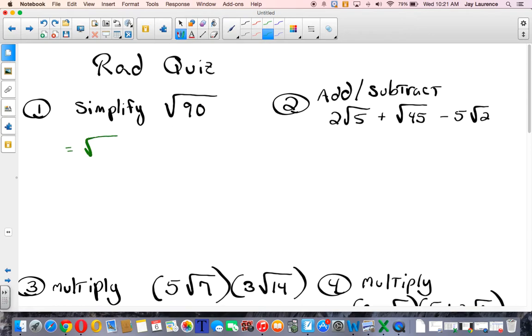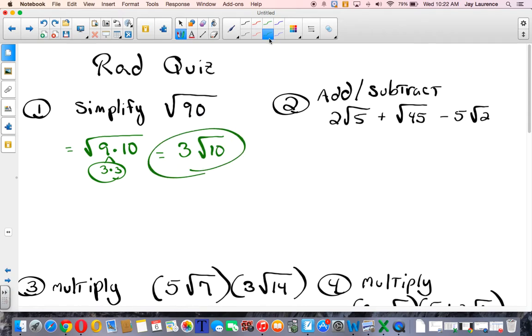So I'm going to think about rad 90 as 9 times 10. 9 is a perfect square. 10 is not. There's no perfect square factors hiding inside of 10, so I'm not going to worry about it, but I'll worry about 9 being 3 times 3. And look at that, I can pull a pair of 3's out on one date, and then there's a 10 left. So rad 90 simplified is 3 rad 10.